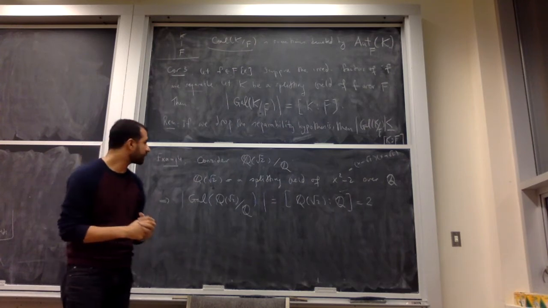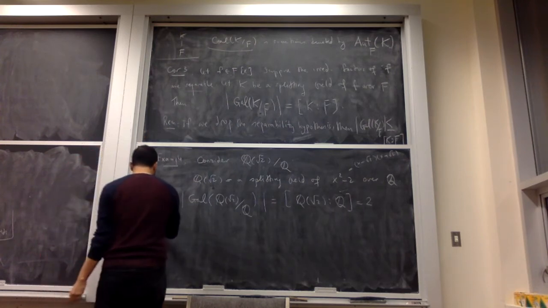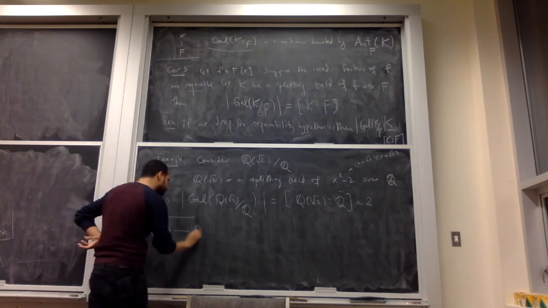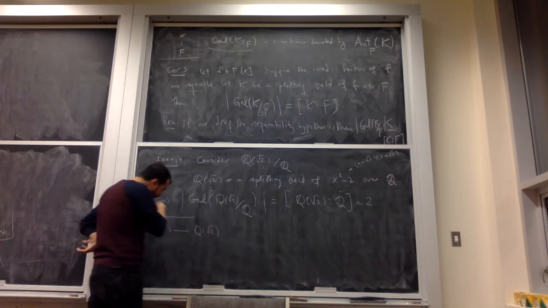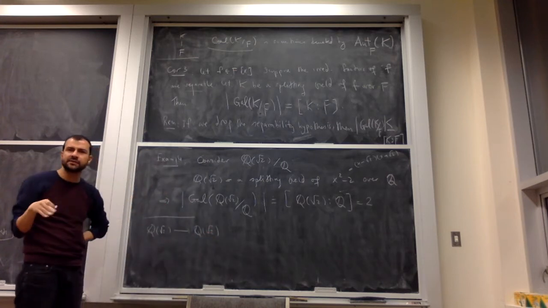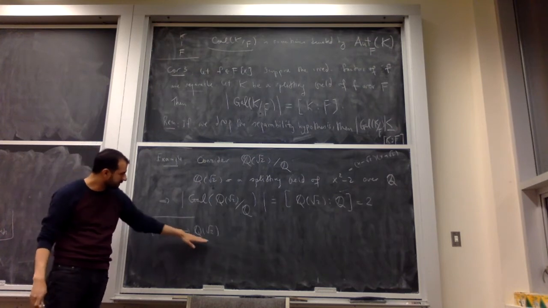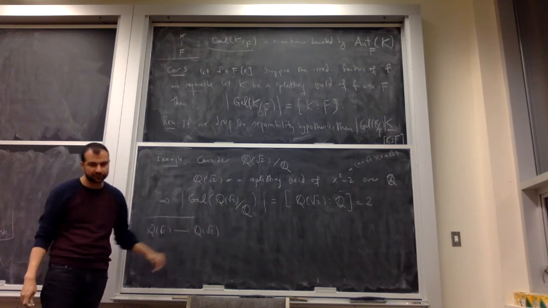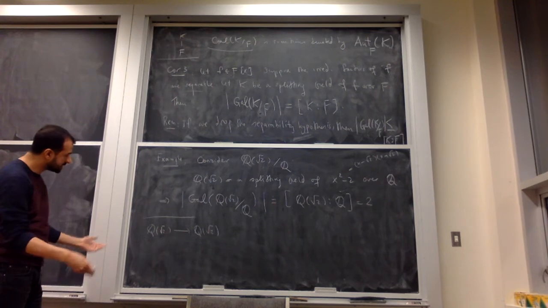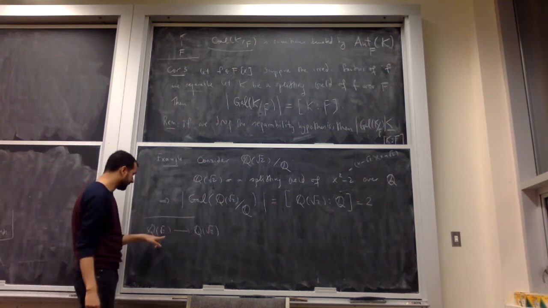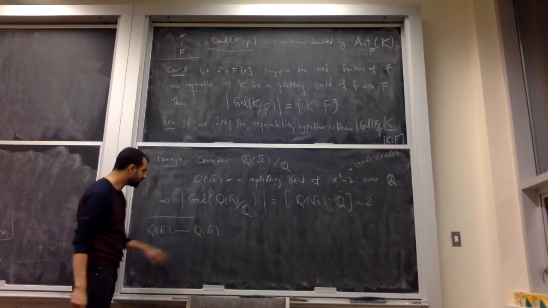Let's see what they are. What are we looking for? We're looking for maps from Q adjoint root 2 to Q adjoint root 2 which fix Q. By the way, fixing Q is guaranteed. Any ring homomorphism from here to there would have to fix Q. But let's keep it explicit. So automorphisms that fix Q, isomorphisms from here to here which fix Q.